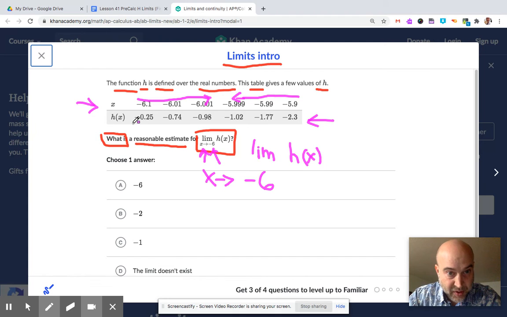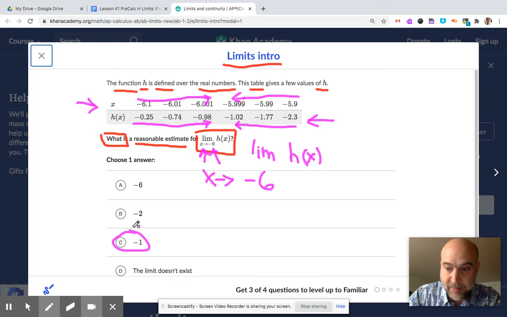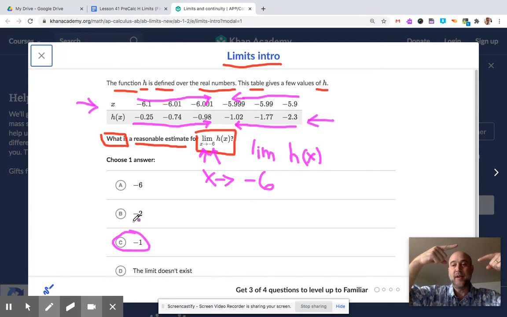So let's check. From this side, it looks like we're going to a particular number. And from this side, it looks like we're going to a particular number. What number are we going to on h of x from both sides here? Well, this looks like -1. Looks like -1 here. So that would be our best guess for the answer. So the trick is we're going from both sides for our input, and then we're looking at what happens to the output. Does it go to the same little spot as an output? Okay. All right. So let's take a look.